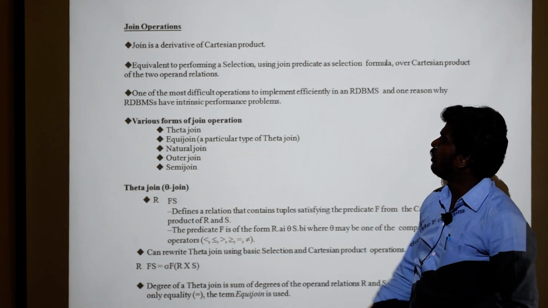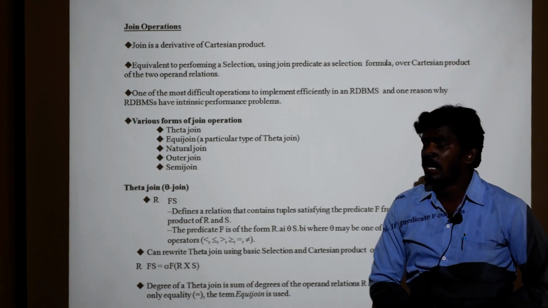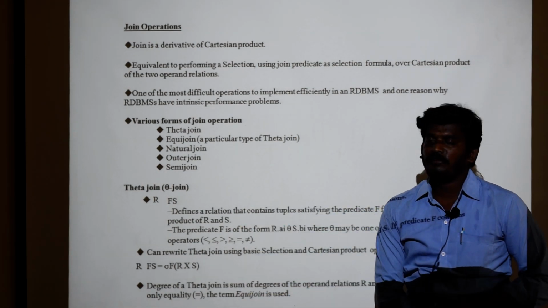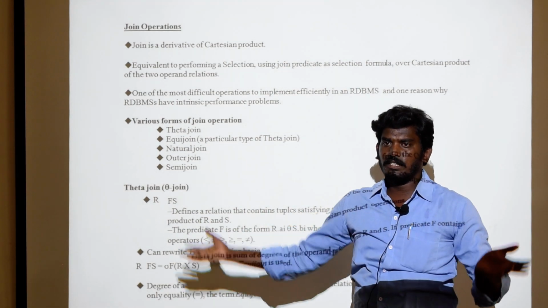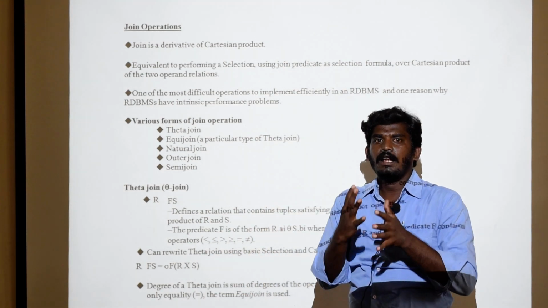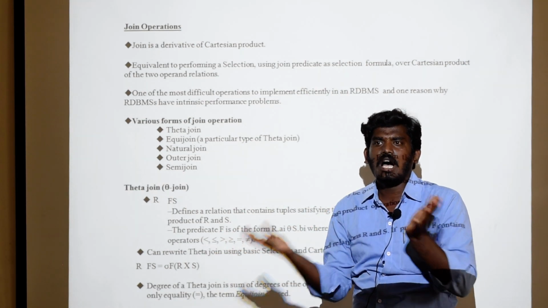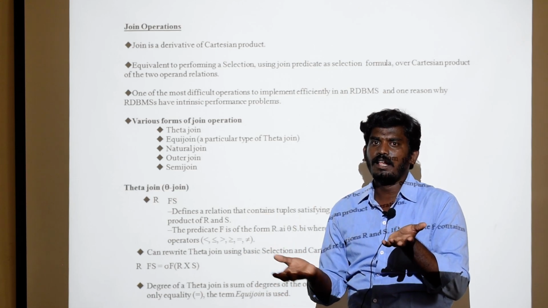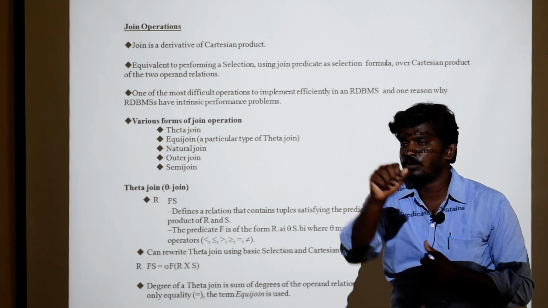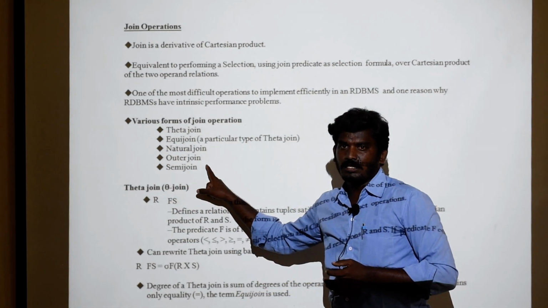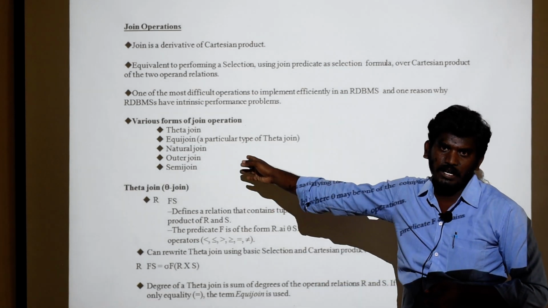The join is one of the most difficult operations to implement effectively in an RDBMS, and one of the reasons why RDBMS have performance problems, as I already told you. So with two different tables we have to merge something, because table 1 has 5 columns and table 2 has 6 columns. How to merge this? This is some trouble. That situation we have to easily identify, then easily modify. The variations are called theta join, equijoin, natural join, outer join and also semi join.